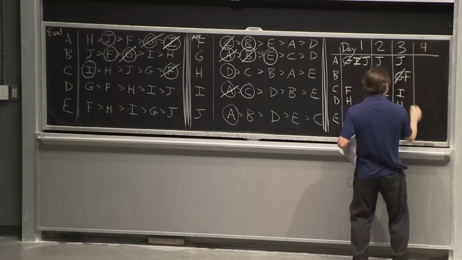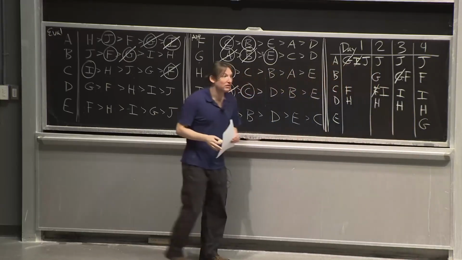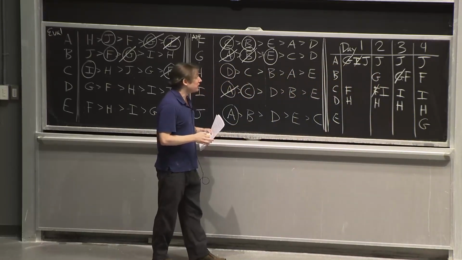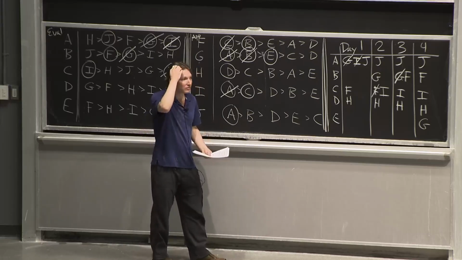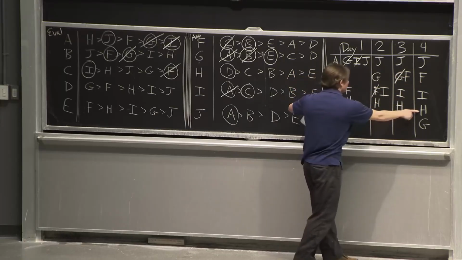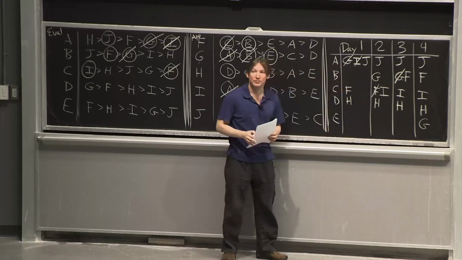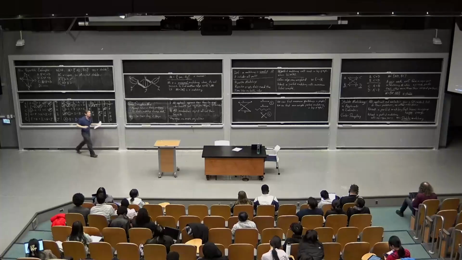So day 4, G is going down here to E. H, I, F, and J were not rejected, so they stay put for the next day. And finally, there's no contest, so there's no rejection. And finally, we have a matching: A with J, B with F, C with I, D with H, and E with G. Did that make sense? Question?